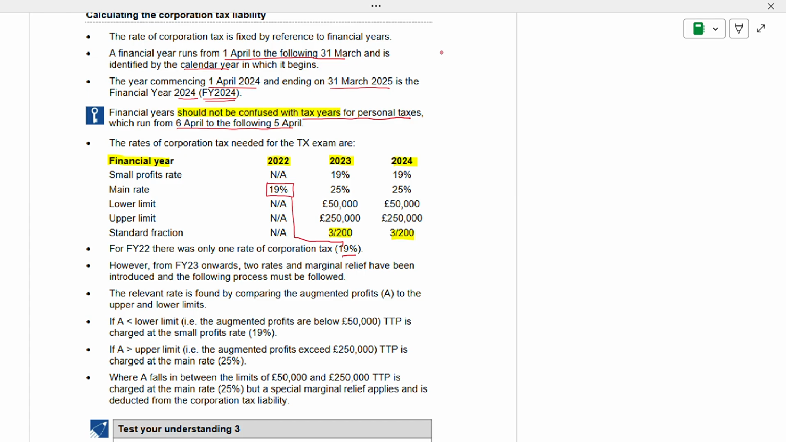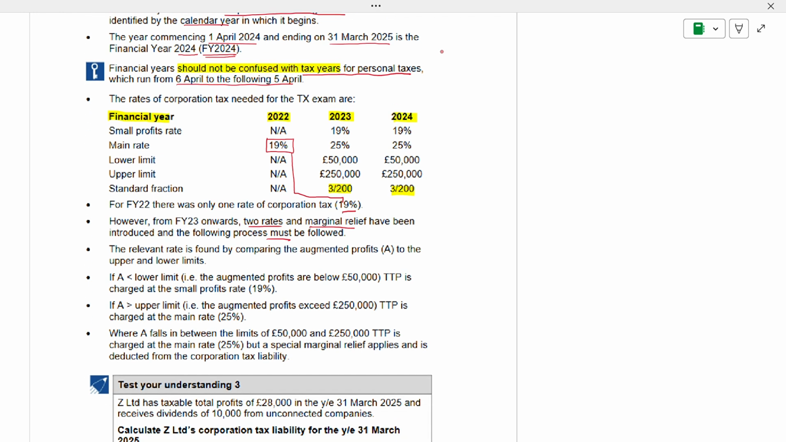For the financial year 2022, only 19% is there. However, from financial year 23 onward, two rates are there. Marginal relief has been introduced, and the following process must be followed. The relevant rate is found by comparing the augmented profits to the upper and lower limits.